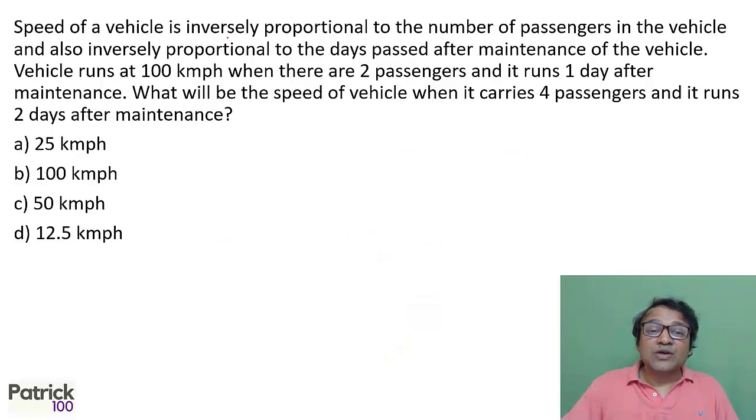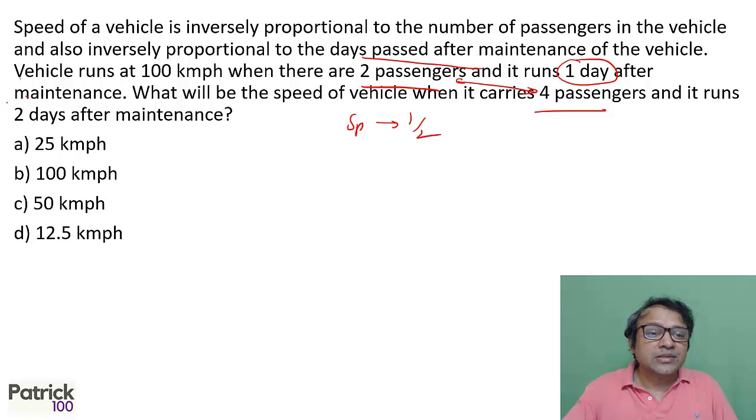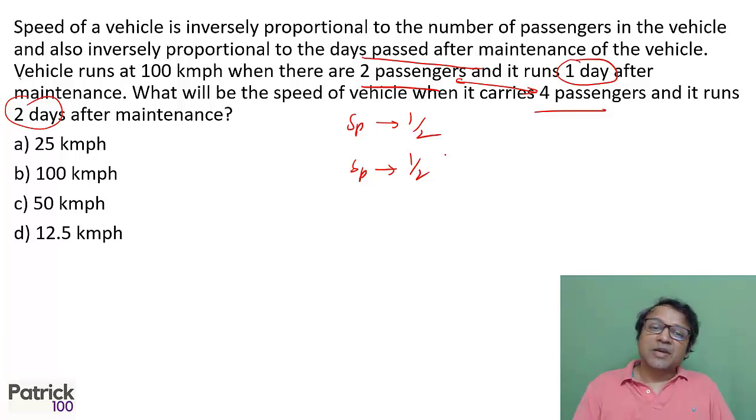Speed of the vehicle is inversely proportional to number of passengers and days passed after maintenance. If the number of passengers doubled, that means speed will become half. Also days have become 1 day to 2 days. Again the speed will become half in both the cases because it's inversely proportional. If it doubles, speed becomes half. That means 2 times it becomes half. So half and half, it will be 25 kilometers per hour.